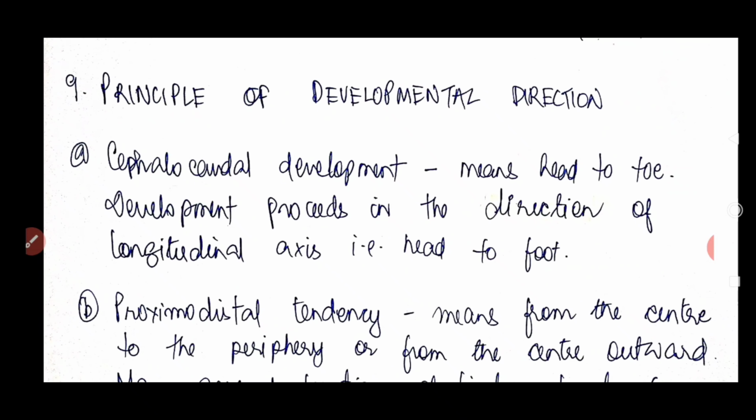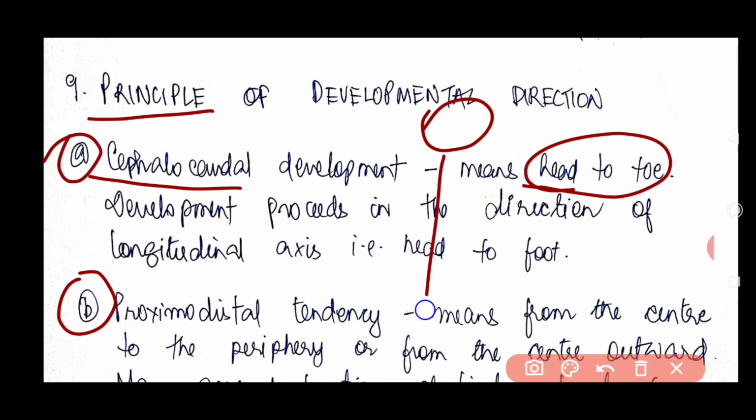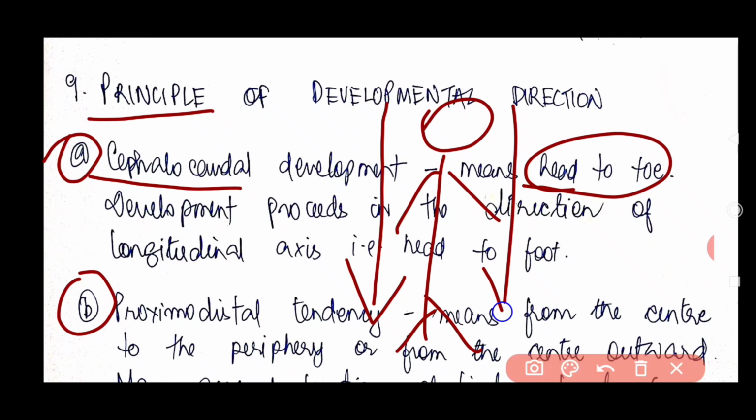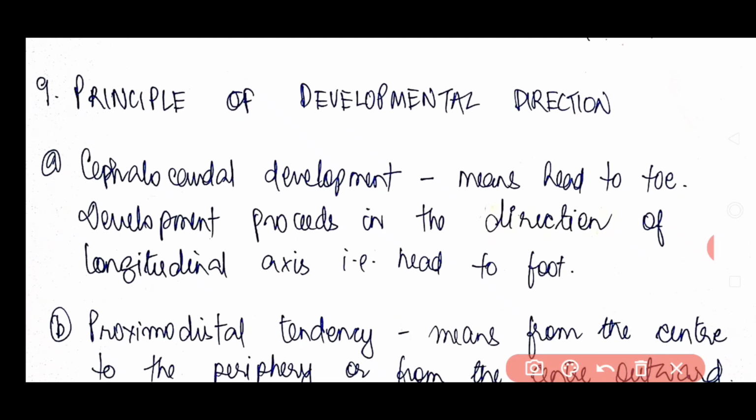Now we're looking at the principle of developmental direction. Under this principle, we have 2 points. Number one is cephalocaudal. Cephalocaudal means head to toe. So, development takes place from head to toe. It proceeds from head downwards. So, development proceeds in the direction of the longitudinal axis. Longitudinal axis means it proceeds from the top to bottom, from head to foot. So, first, the child gains control over his head and arms and then his legs so that he can stand.